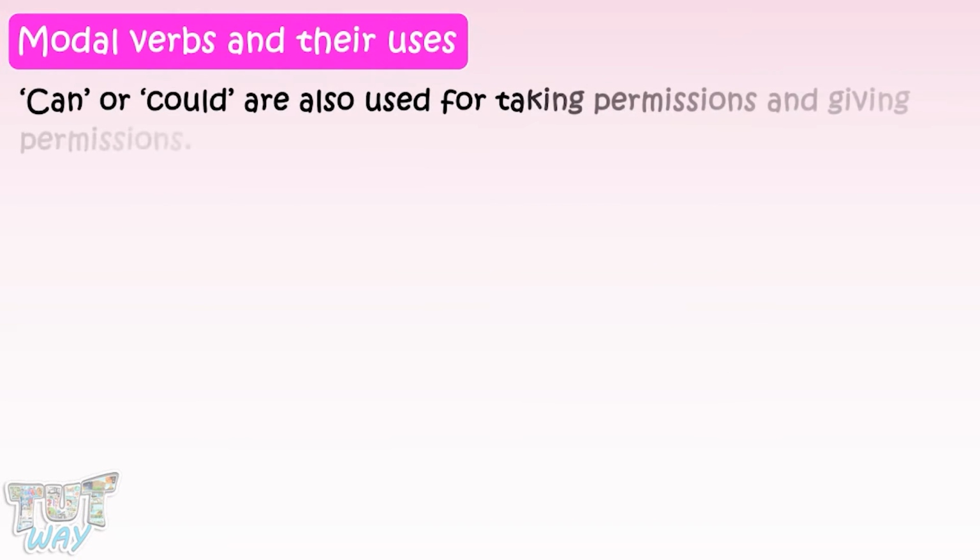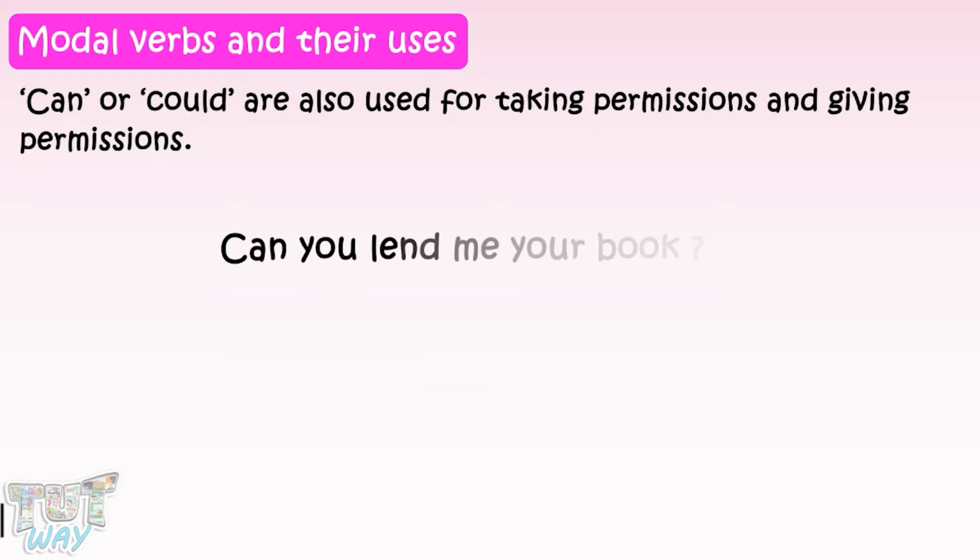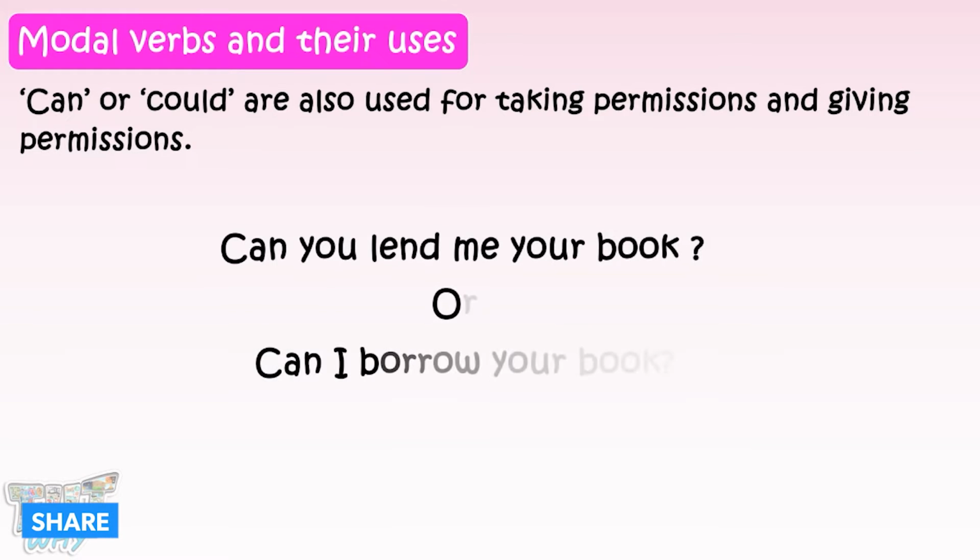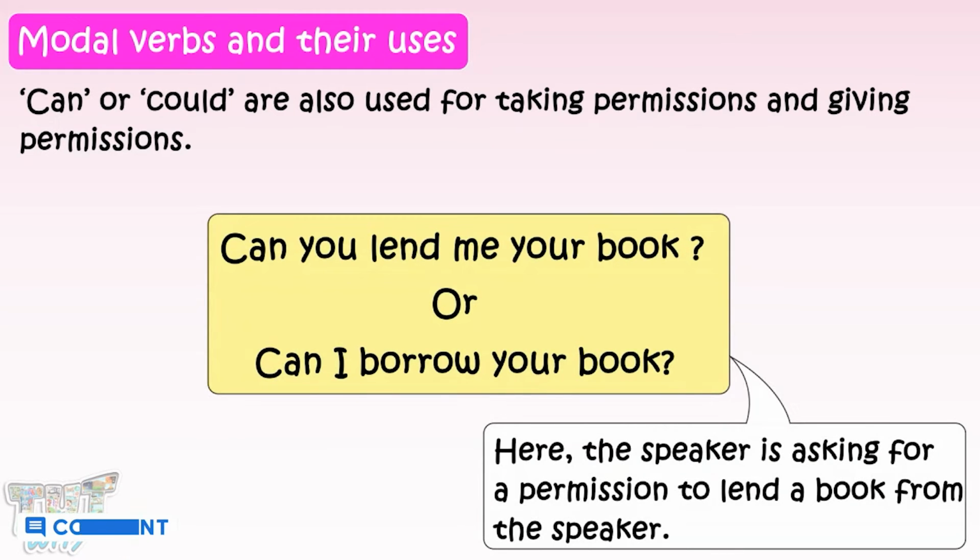Can or could are also used for taking permissions and giving permissions. For example, can you lend me your book? Or, can I borrow your book? Here, the speaker is asking for permission to borrow a book from the listener.